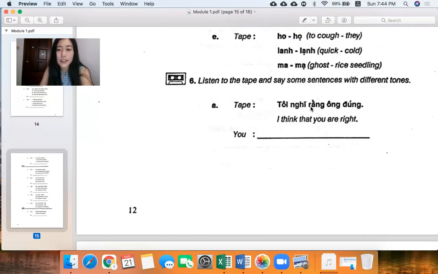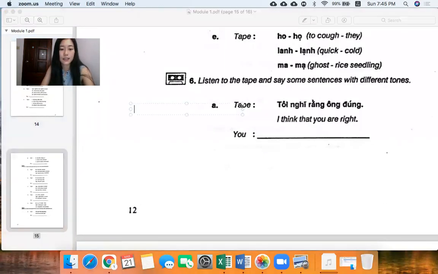In fact, this word, we should say rằng. But in the last, when we read this word in a sentence, we tend to pronounce it like this letter. So it will be: tôi nghĩ rằng ông đúng, rằng, very slightly.